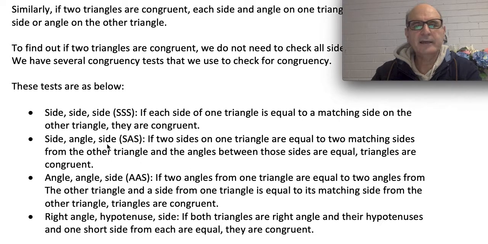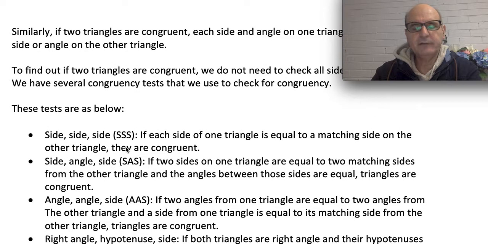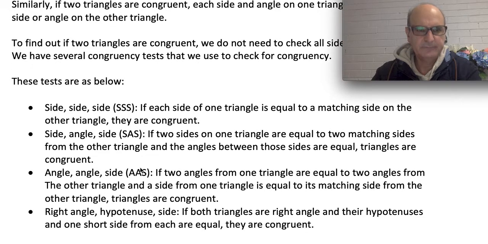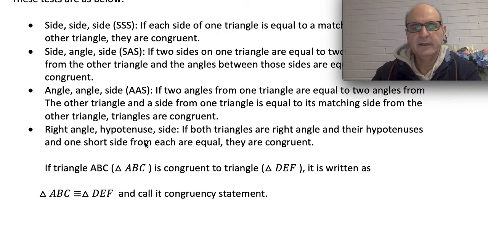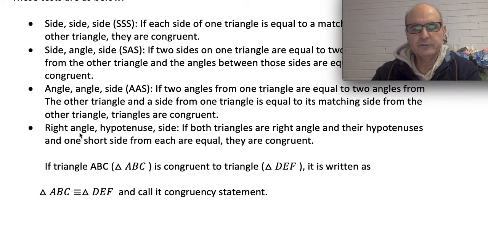And side, angle, side, or SAS. It means that if you have two pairs of matching sides from two triangles equal, and the angle made by those also is equal, then they are congruent. The third one is angle, angle, side. So it means that if you have two pairs of angles equal, and a corresponding side is equal, then they are congruent.